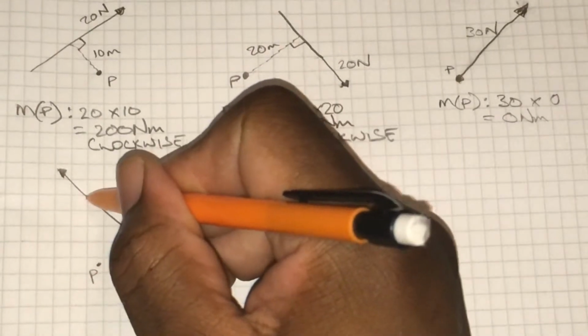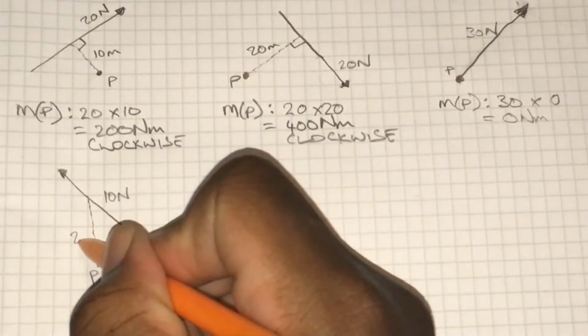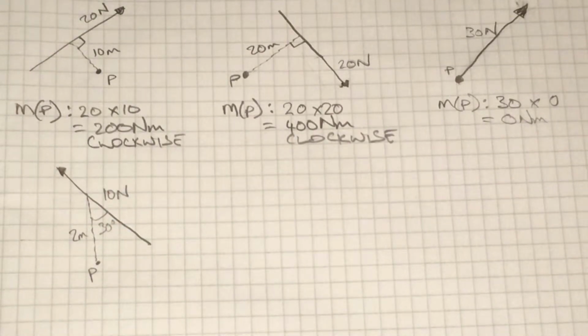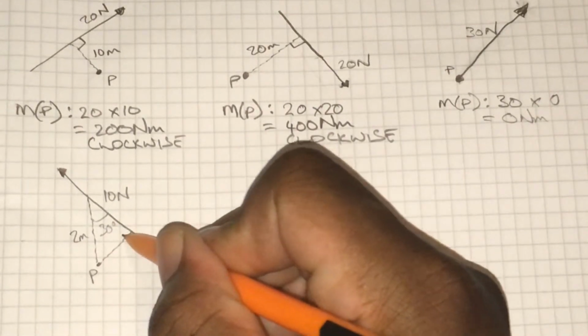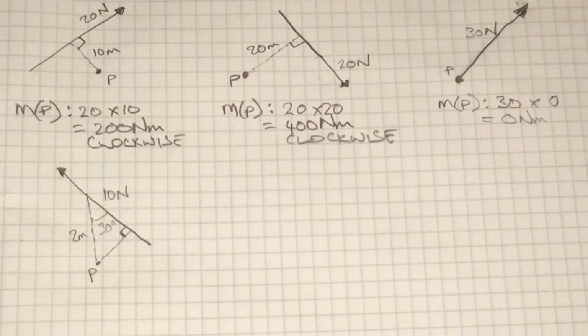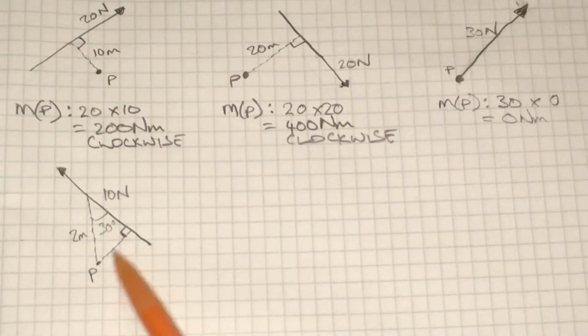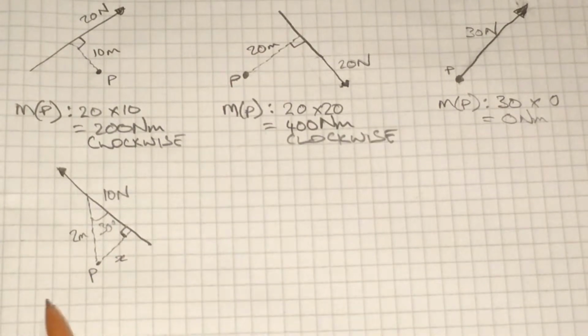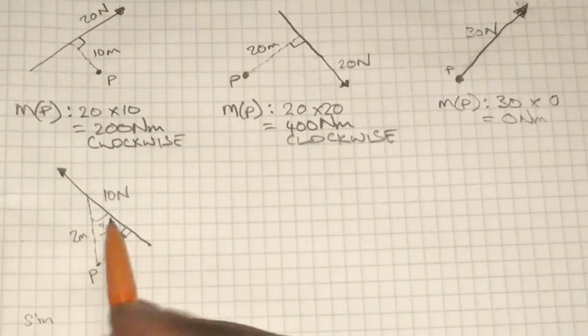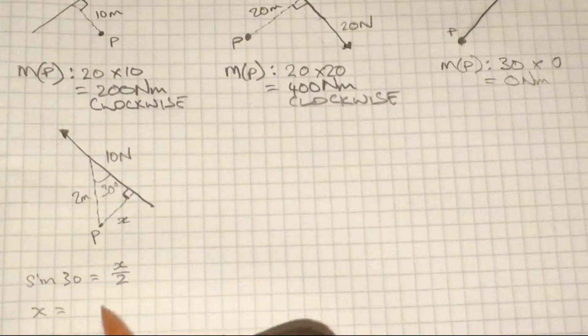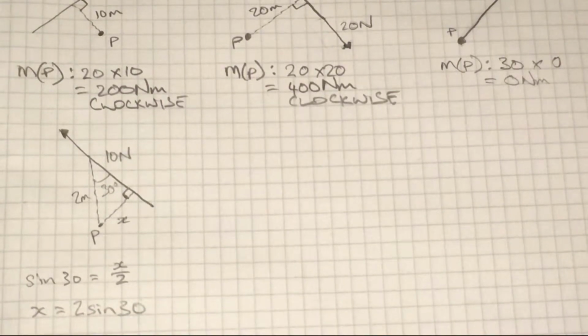Okay, so another consideration when trying to calculate moments is that you may be given a distance that is not the perpendicular distance, and that may be accompanied by an angle. We should be able to get an expression for the perpendicular distance, the one that we want. And we can do that by using basic trigonometry, SOHCAHTOA. So here we have the opposite, which lets me be using the sine function. And I can say that the sine of 30 should equal x over 2. And I get x equals 2 sine 30.